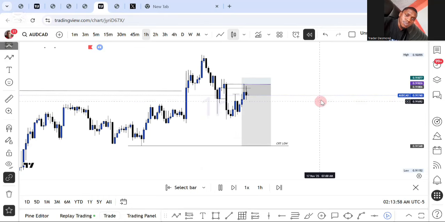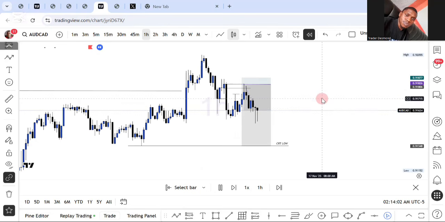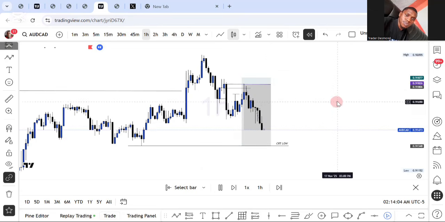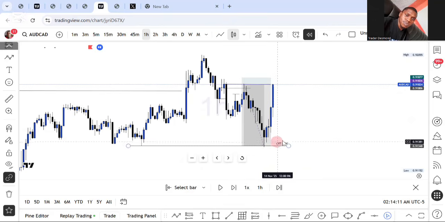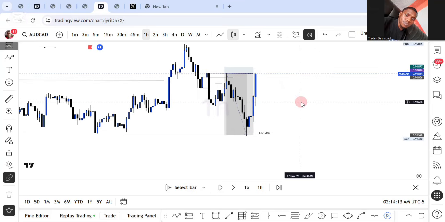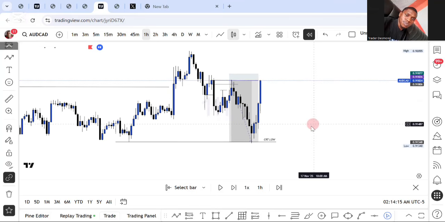See, we got tapped. Market started moving. You can still look for re-entries, but actually there's no need for that. Just allow market to do its thing. So you see, market has hit our key level. Now this is something you need to pay attention to. You don't need to be greedy in this strategy.